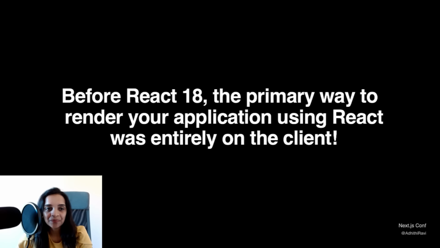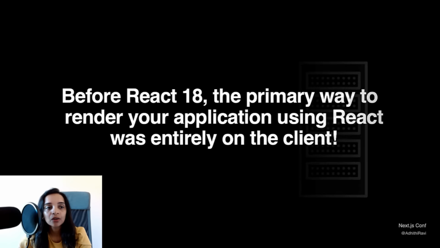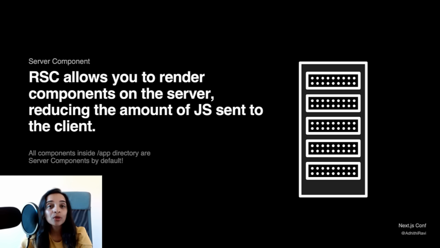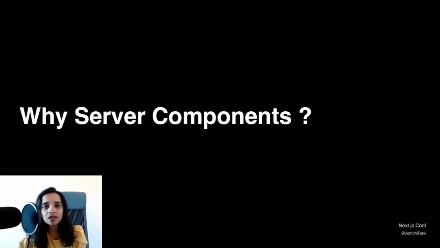Before React 18, the primary way to render your application using React was entirely on your client. All of your code was client-side rendered, and there was no concept of server-side rendering at all. With React Server Components, you can render your components on the server, thereby reducing the amount of JavaScript that is sent to your client. With Next.js 13, within the app folder, all components by default are server components. So let's think about why the sudden change in paradigm and why server components.